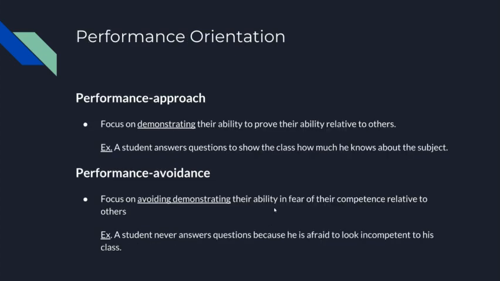Next, for performance orientation, the performance approach is a focus on demonstrating their ability to prove their ability relative to others. For example, a student answers questions to show the rest of the class how much he knows about a certain subject, while performance avoidance focuses on avoiding demonstrating their ability in fear that their competency relative to others is not equal. So, for example, a student that never answers questions because he is afraid that he's going to look incompetent in front of his class.